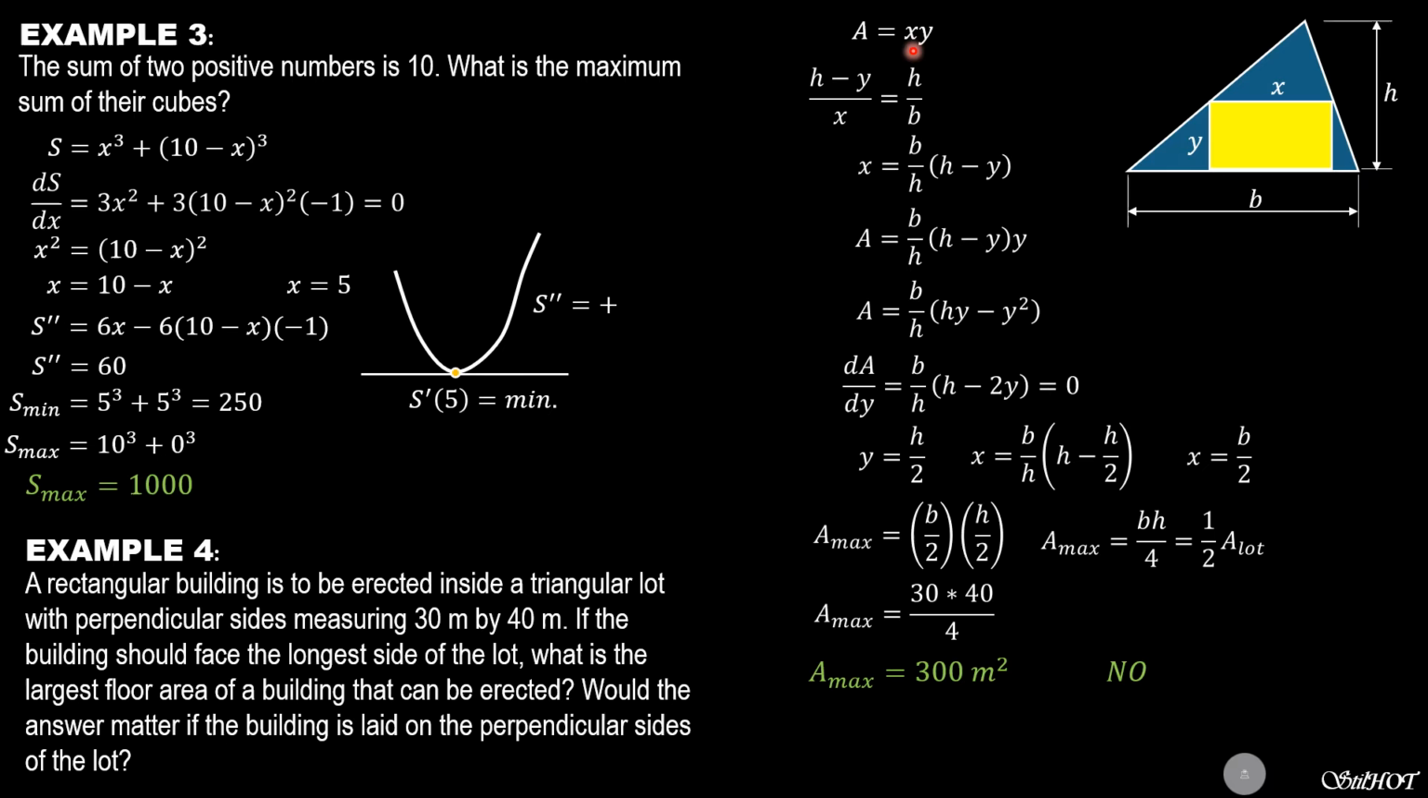So area is x times y. This is the quantity to be maximized. So area equals b over h quantity h minus y times y. Let's distribute first. Area is b over h, hy minus y squared. Differentiate area with respect to the remaining variable, which is y. dA/dy equals the constant b over h quantity h minus 2y, then equate to 0.